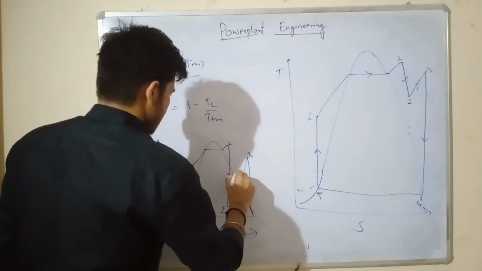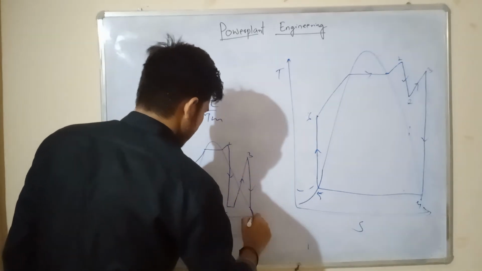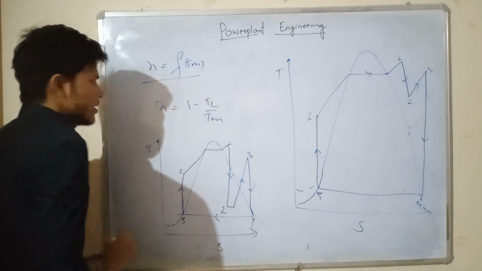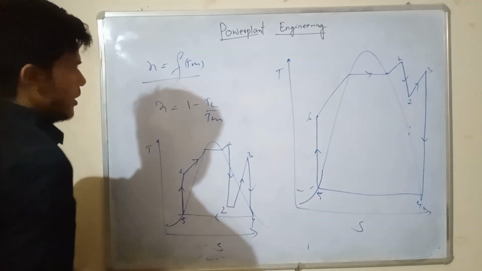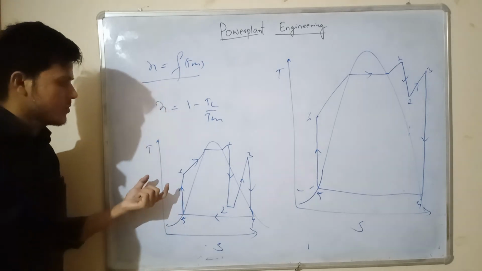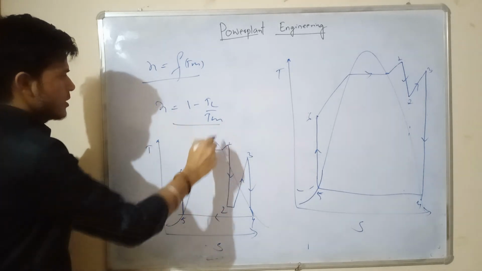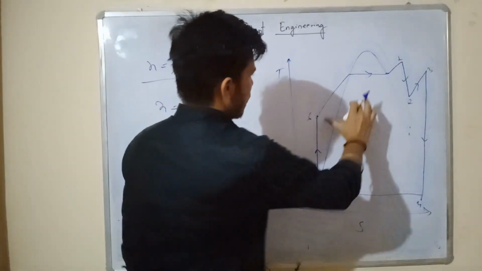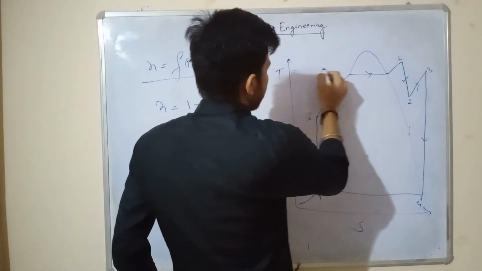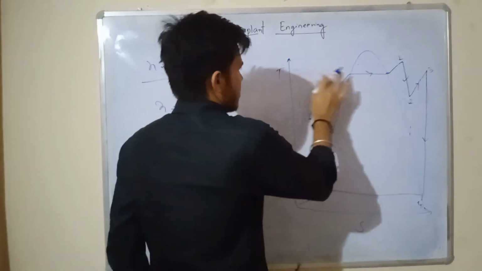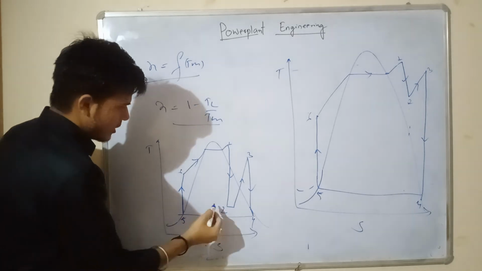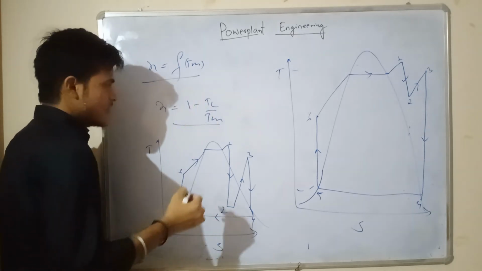This is 1, 2, 3, 4, 5, this is 6. Now in this case, just look at these two diagrams. You will easily understand the concept of how the efficiency increases. In this diagram we are supplying the heat at the highest temperature. Look here, we are supplying the heat at high temperature, but in the other case we are supplying the heat at the lowest temperature.